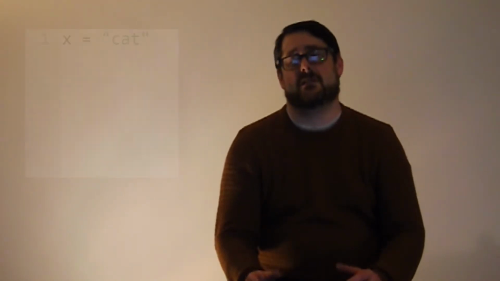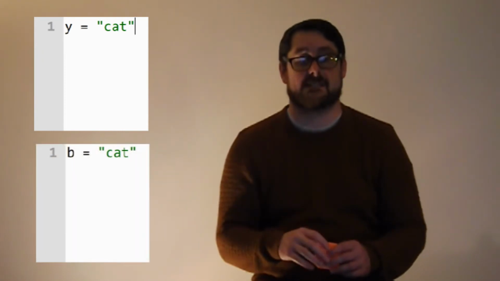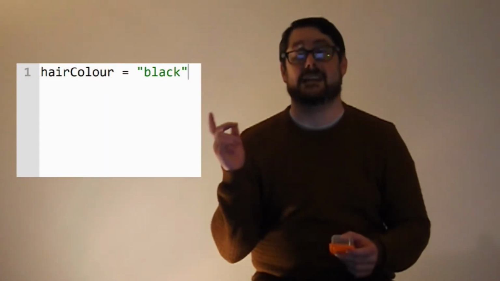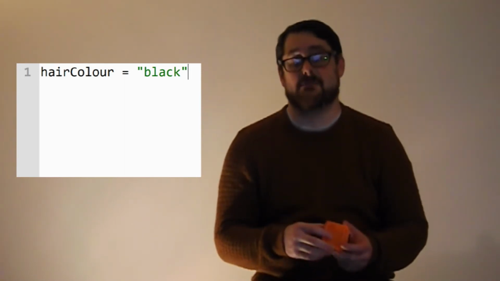We can call our variables any kind of name. I could have named the variable y or b. So for instance, y equals cat, b equals cat. It's useful to name a variable so that it will make sense to you in your code. So if I was going to store different hair colours in my variable, I might name it hair colour and assign it a value of black. To write this in Python, we would use the following code. Hair colour equals black.